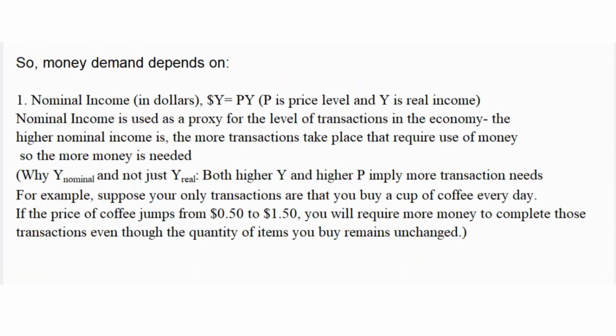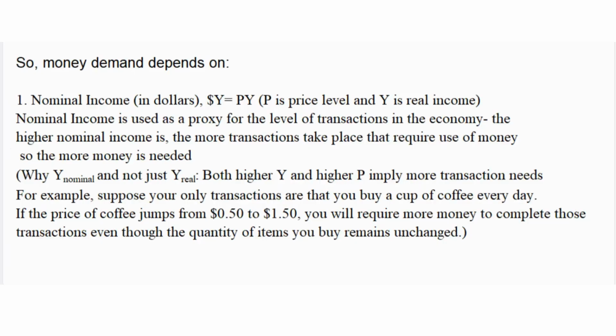So looking at this money demand function in detail, money demand depends upon nominal income, $Y. Now, nominal income here is used as a proxy for the level of transactions in the economy. The higher the nominal income is, the more transactions that take place that require the use of money, so more money is needed. Now, this also brings us to the question, why are we using nominal income and not real income? This is because both higher Y and higher P imply more transaction needs, so just real income Y will not be enough.